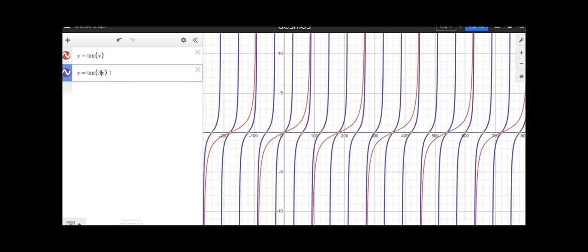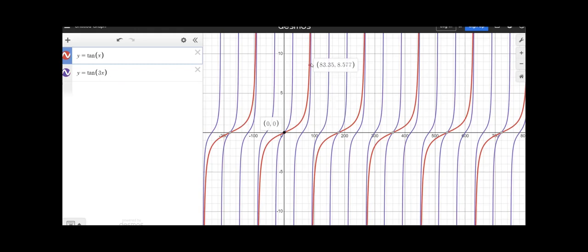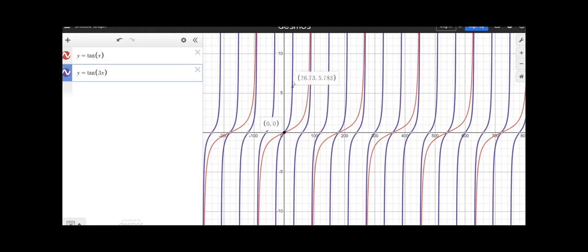So if we compare it with this one, which is tan 3x, these points are same on the x-axis, but what would happen here? Where is that asymptote? This point? Yeah. It actually approaches 90, right? Yep. But for this, it approaches 30 degrees. Right? So basically, 90 is divided by 3. It becomes 30. So asymptotes will be drawn at 30 degrees.